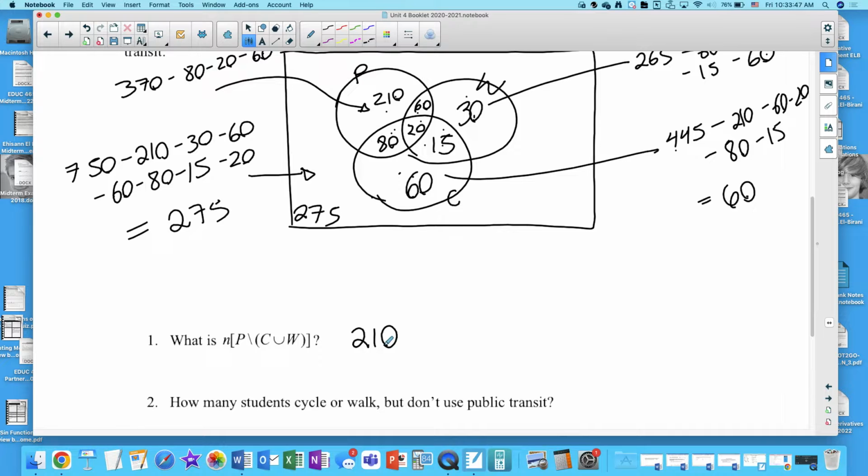Okay. How many students walk or cycle but don't use public transit? Yeah, 105. So it's these three: 60, 15, and 30, right? It has to be in those two bubbles, but cannot be in the P bubble. So this is 60 plus 15 plus 30, which is 105.